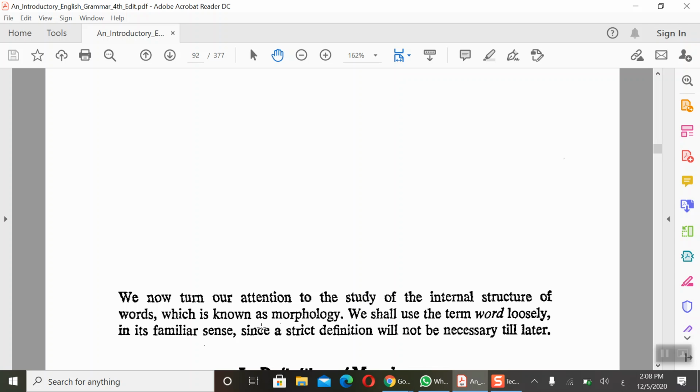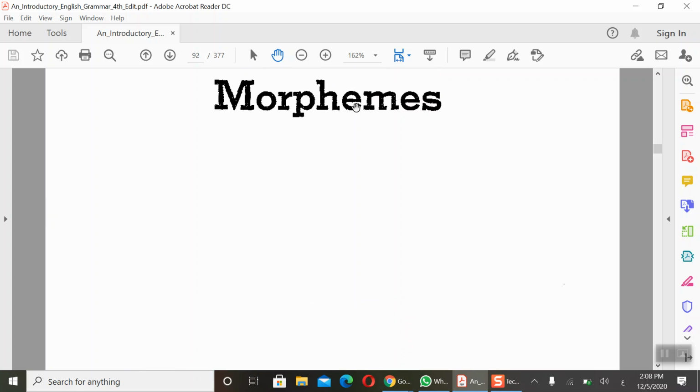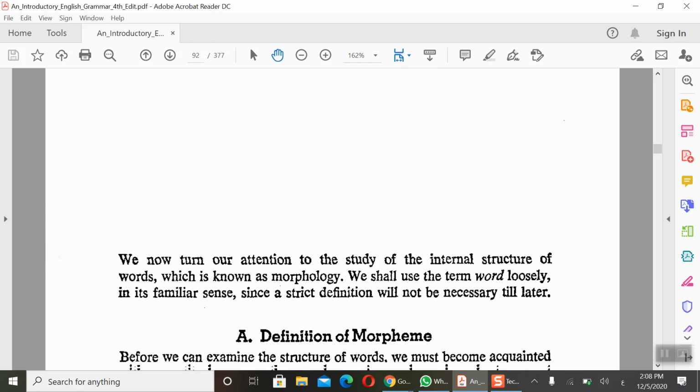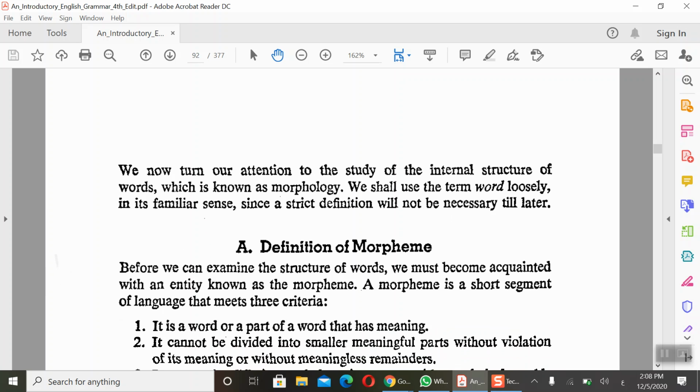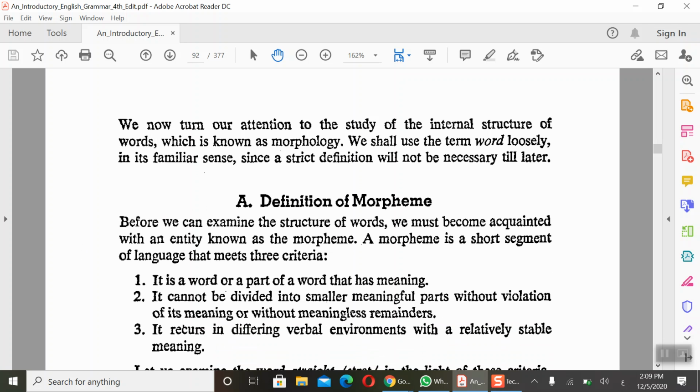So this is morphology. And we have what is called the morpheme. Morphemes, in other words, we can say it is words, a word or part of a word. We will see what a morpheme is. We use the term word loosely in its familiar sense, since a strict definition will not be necessary today. So here we have only the definition of morphology, and we see the difference between morphology, phonetics and phonology.